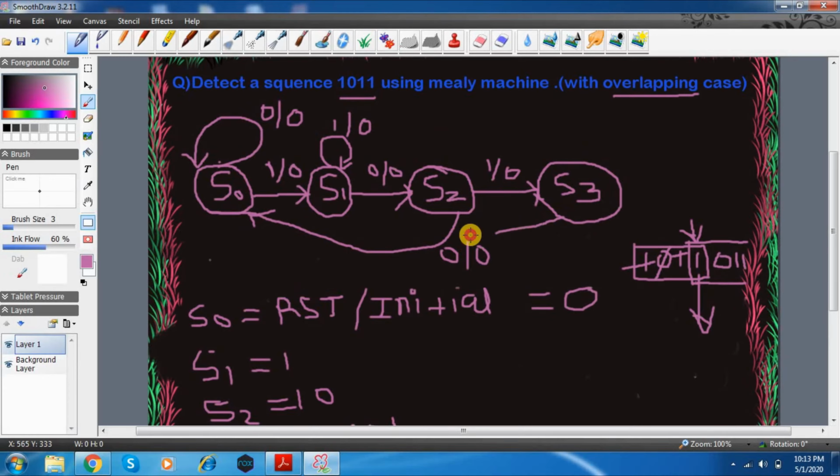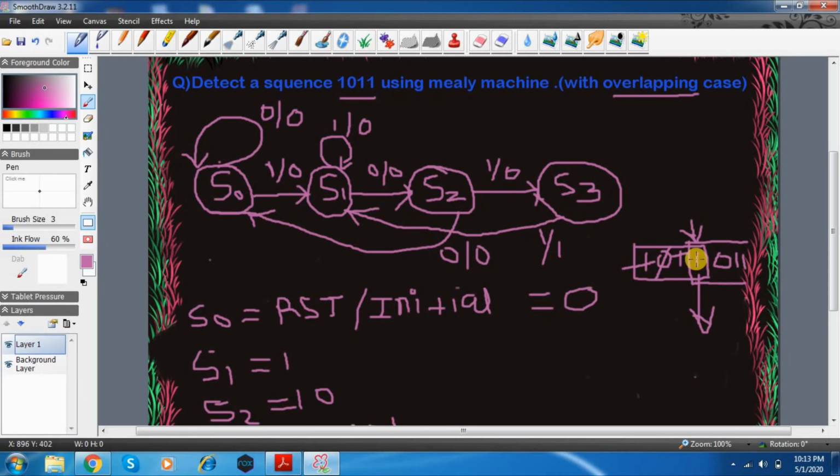So we have to go to the S1 state when 1 is detected. When 1 is detected, at that time the output is 1. Look here, the output is 1. Why? Because we detected the complete sequence. Here the sequence is detected completely. That's why the output is 1.